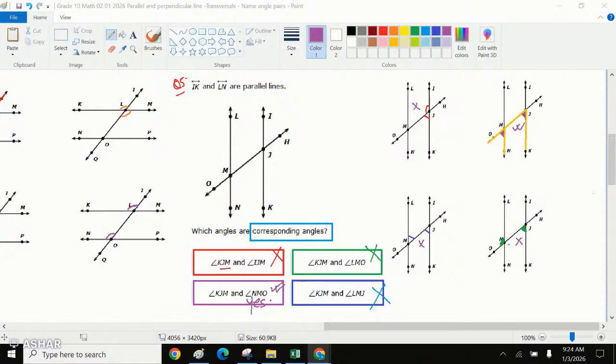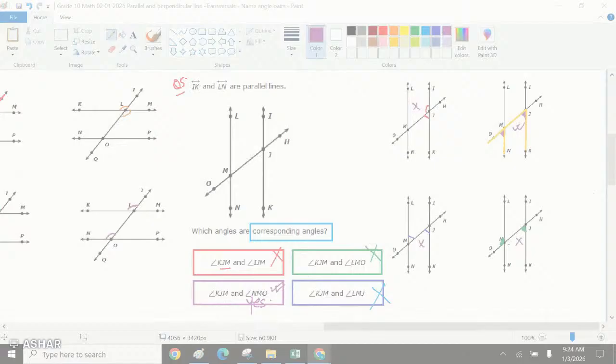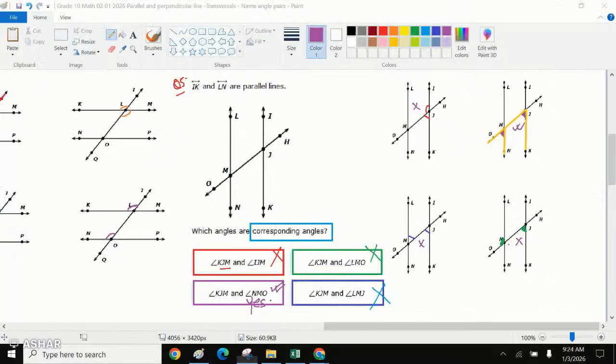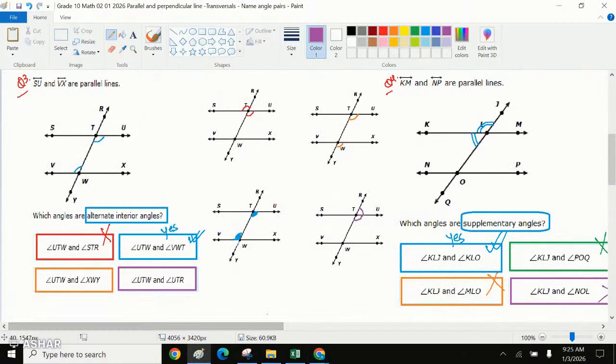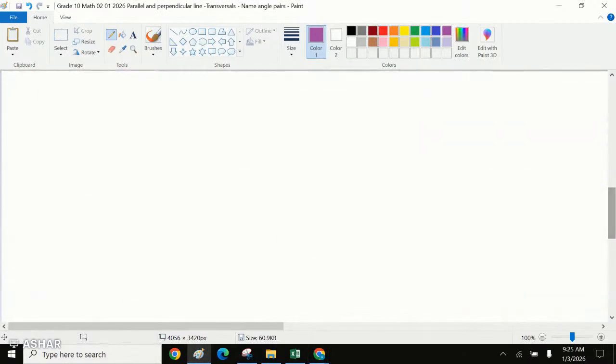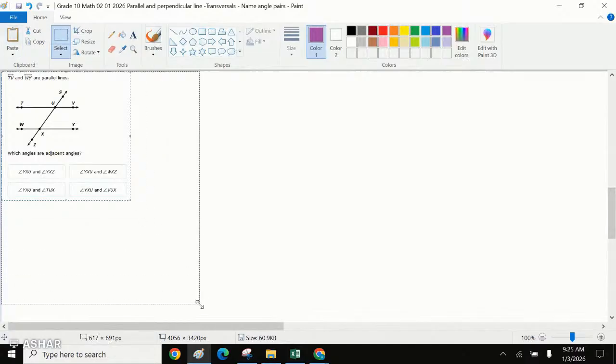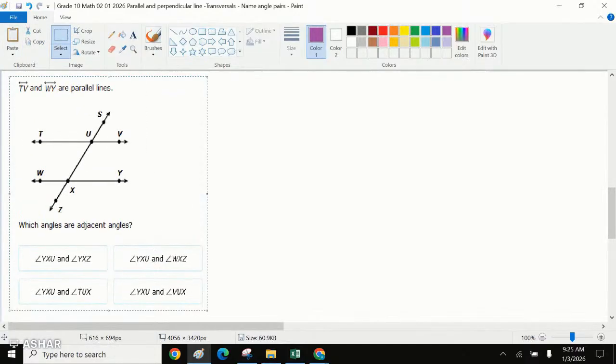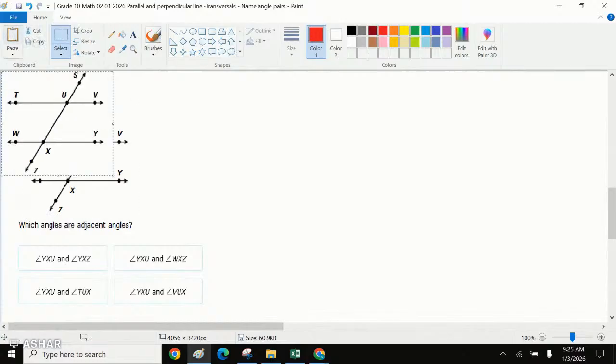Moving ahead, let's see. The next question we have is, we need to find adjacent angles. Let me just copy the question. Just copy question number 6. Okay, let's enlarge and let's see. This is question number 6. Let me make a copy of these angles because we are looking at adjacent in this case.